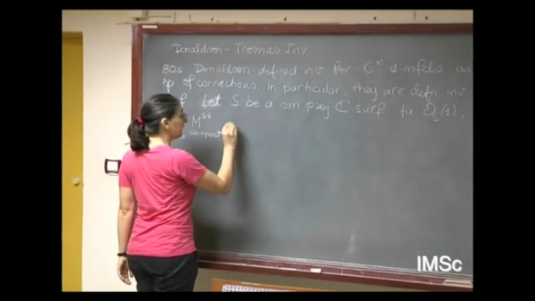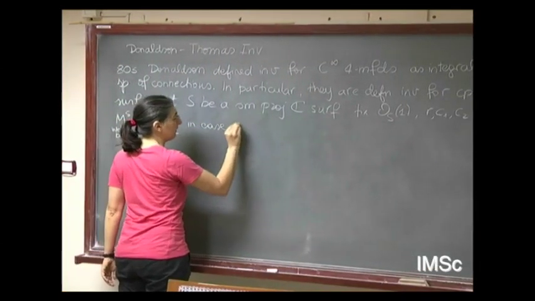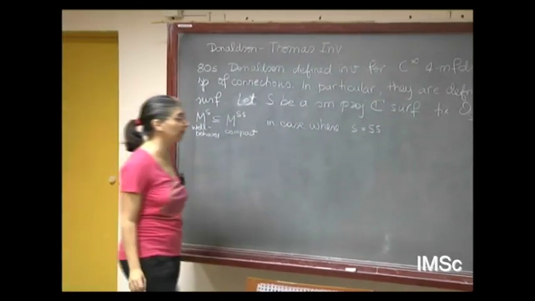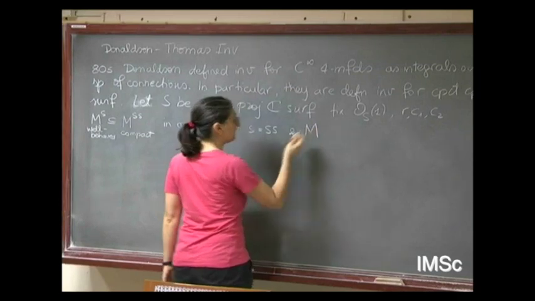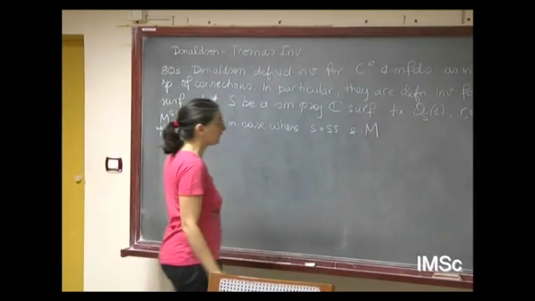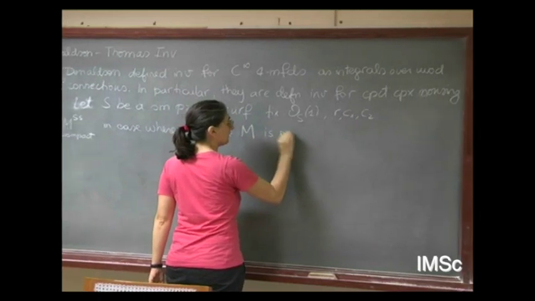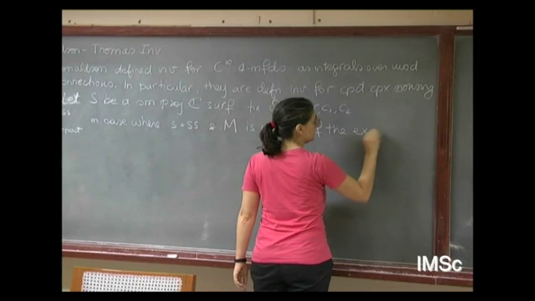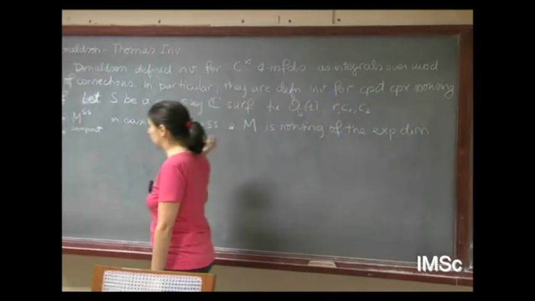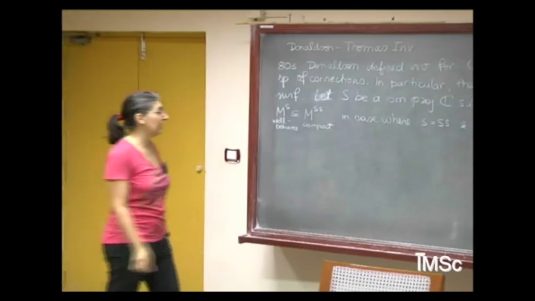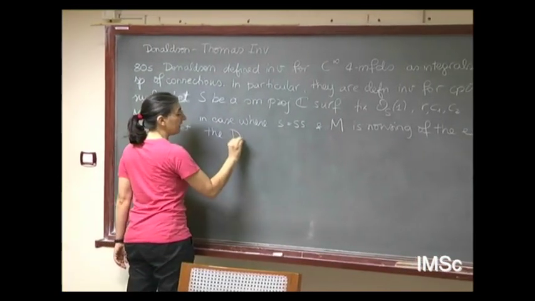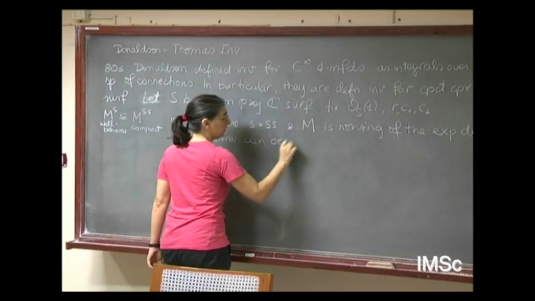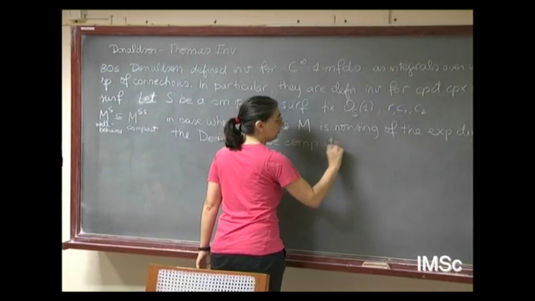So in case where, first of all, there was no difference, so the stable ones were already compact, and the moduli space, which I will now denote just by M, is non-singular of the expected dimension, and I will say in a moment when this is. So this we will see in a moment what this means. Then Donaldson invariants can be computed as integrals over M.